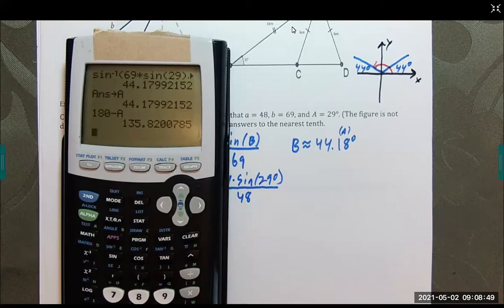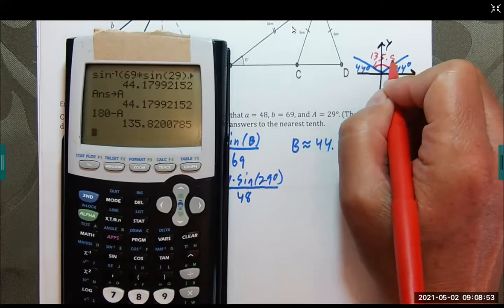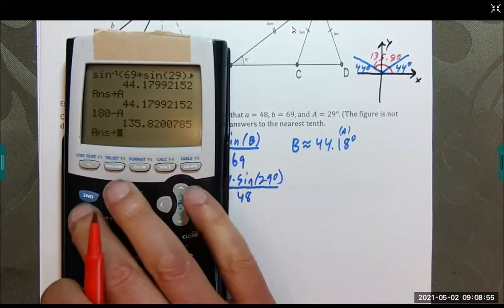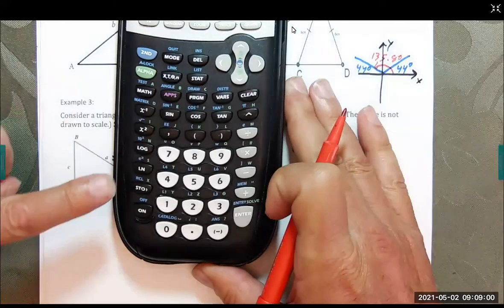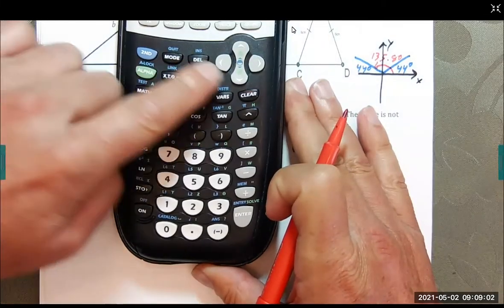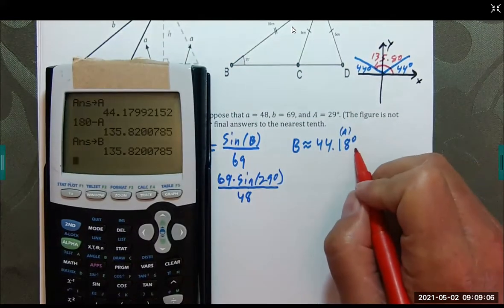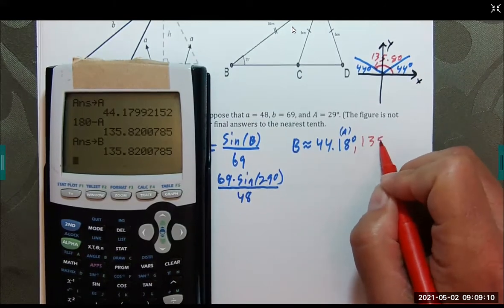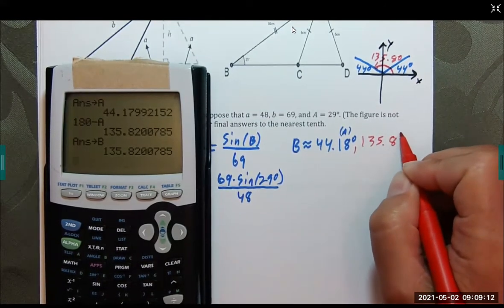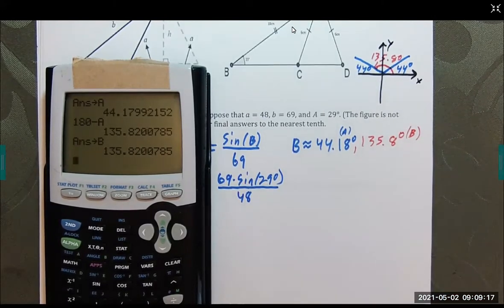So the red angle here is 135.8 degrees. Store that as B. The store button, once again, is down here. Hit store, and then you can choose any of the green memories. You just have to hit alpha first. So this is 135.8 degrees. Put that in B. We'll deal with that in a moment.